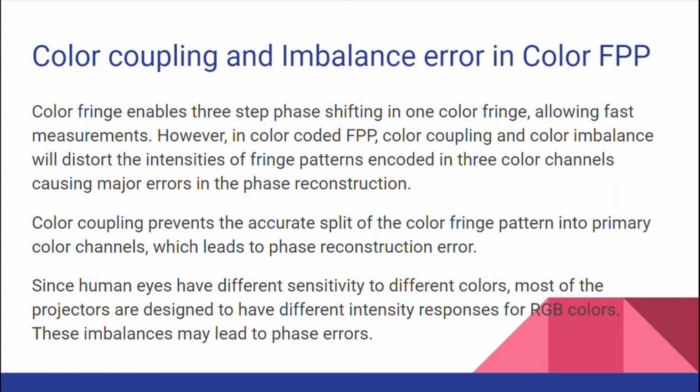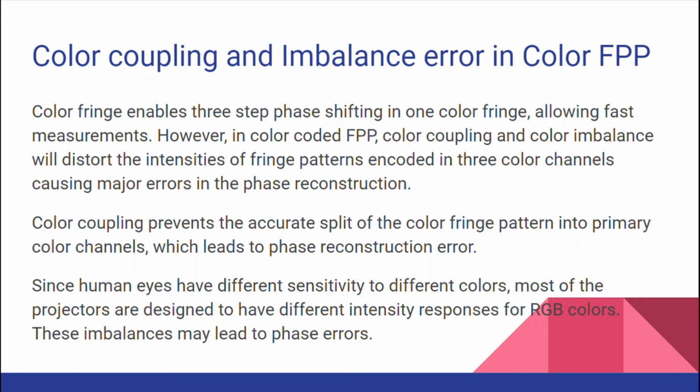The color imbalance problem is related to the nonlinearity effect of the cameras and the projectors as well, since the three color channels have different intensity ratios and are not compensated directly. Now, why is there a different intensity ratio corresponding to each channel? Since our human eyes have different sensitivity to different colors, most projectors are designed to have different intensity responses for RGB colors. These different intensity ratios lead to phase errors.